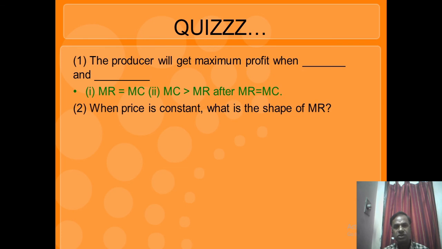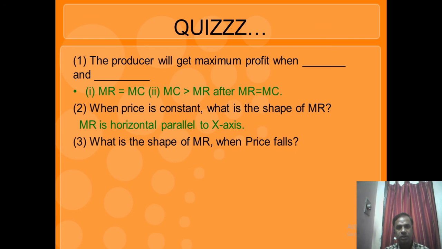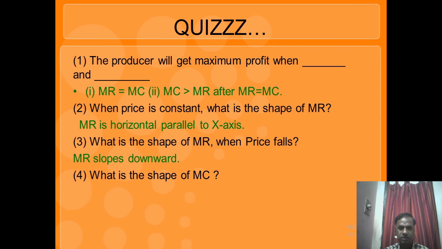When price is constant, what is the shape of MR? When the price is constant, the shape of MR is parallel to the x-axis. What is the shape of MR when price falls? MR slopes downwards. What is the shape of MC? U-shaped.